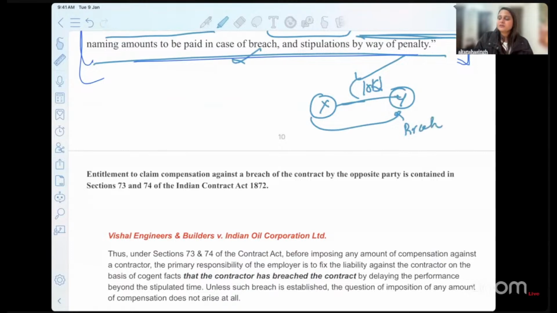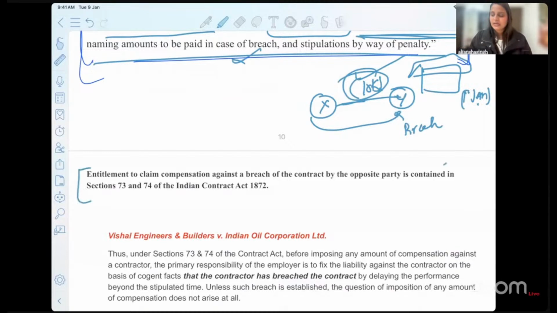Y had promised me that he will build my house by 1st of January. He has not done so. I know that there is breach that has happened. Let me ask him to give me 10,000 rupees. Can we let the parties do this? So that is what this discussion is about, right? Do we have to reach the court? What is going to be the chronology for section 74 of the Indian Contract Act?